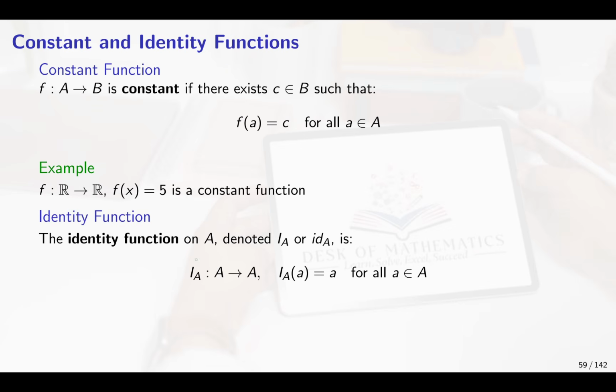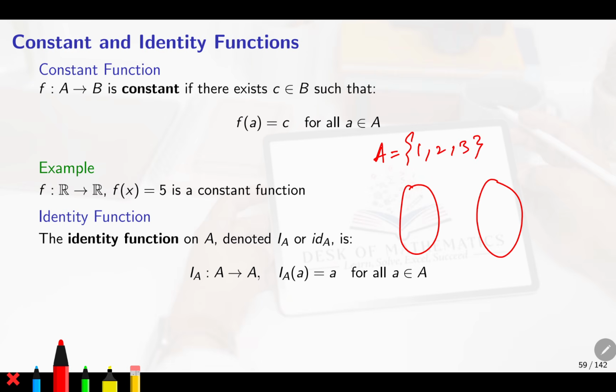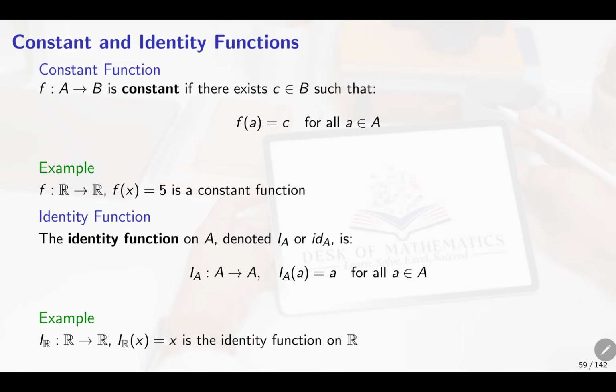Identity function means every element is related to itself. For example, you will take A is equal to {1, 2, 3}. If you make a function f of x is equal to x, so 1 is related to 1, 2 is related to 2, 3 is related to 3. So this is called the identity function. That's why we call it an identity relation as well. Okay, so this was about that.